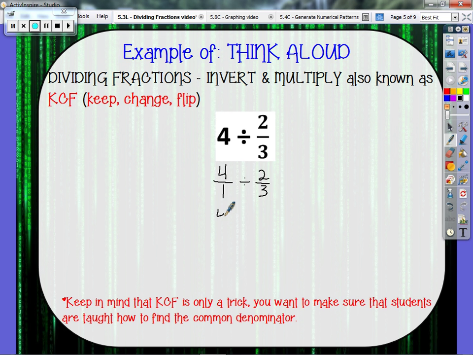So the first fraction, we keep it the way it is. We're going to change division to multiplication, and then we're going to flip 2/3, and now it's going to be 3/2. Now we can solve our problem. We go 4 times 3, that gives us 12. 1 times 2 gives us 2. And then we have 12 divided by 2, that gives us 6. And if you notice, we got the same answer. We just have two different ways of working them out.